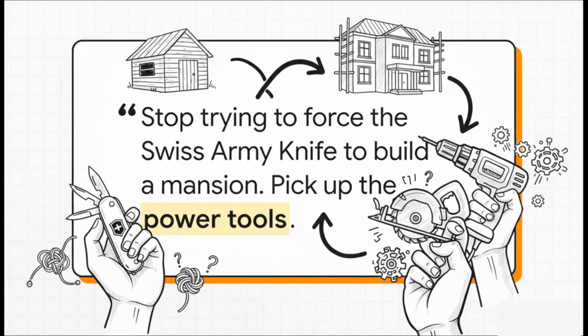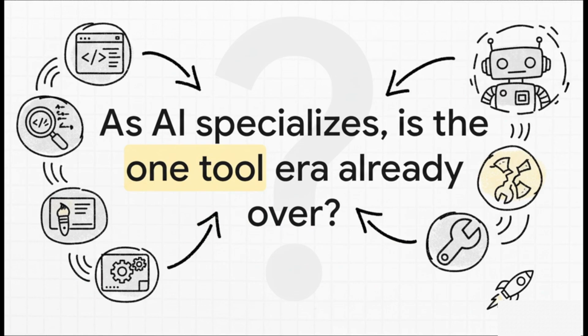And that brings us right back to where we started. You wouldn't try to build a mansion with a little pocket knife, would you? So let's stop trying to force one generalist AI to do every single complex, specialized task we throw at it. It's time to pick up the power tools. You know, all of this really makes you think. As these AI tools get more and more specialized, is that whole dream of having one single AI to rule them all, is that era already over before it even really began? It's a fascinating question to chew on.